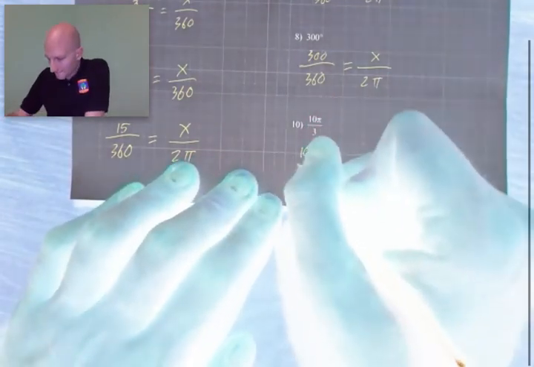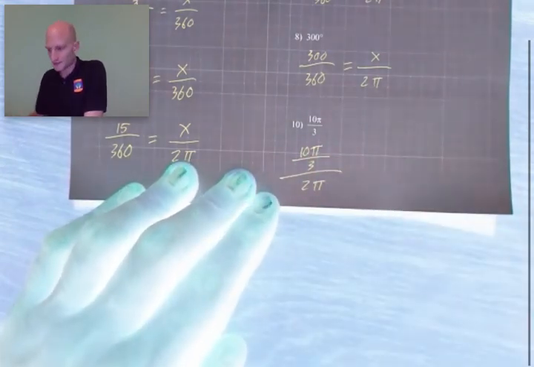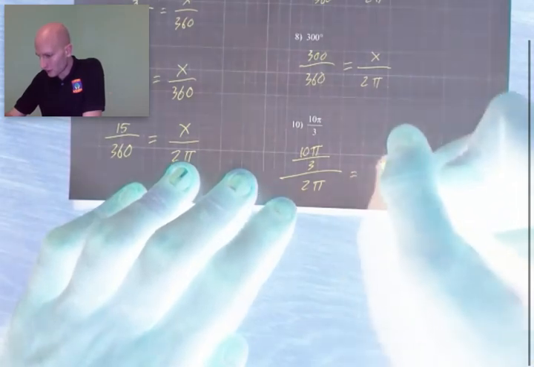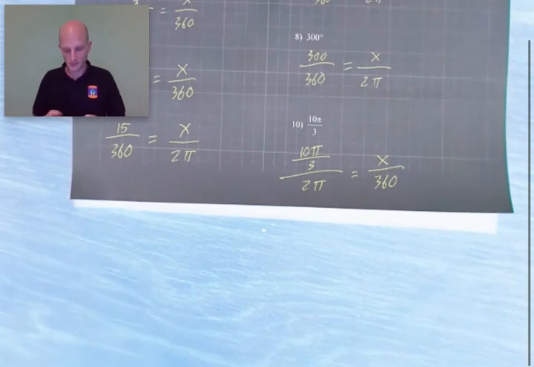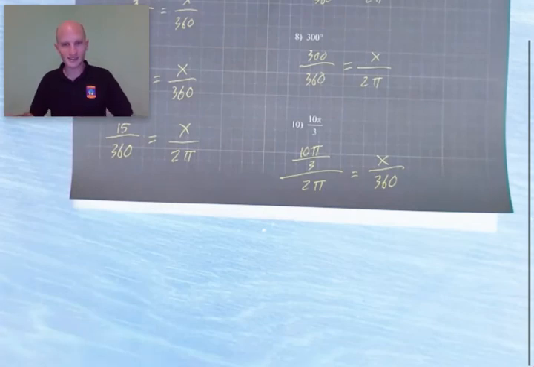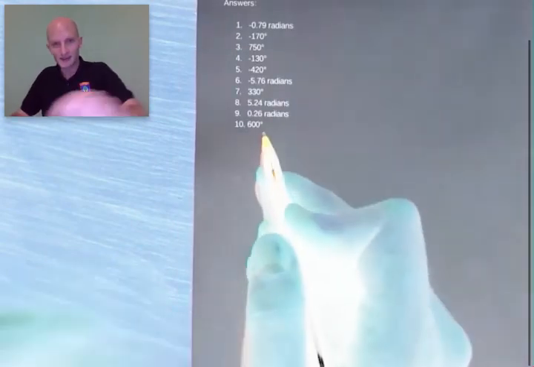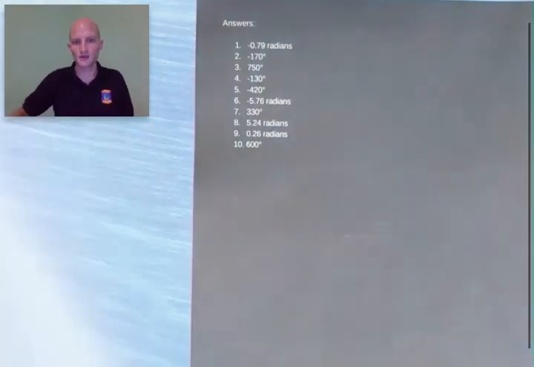10 pi over 3 over 2 pi, right, equals what over 360? 10 pi divided by 3 times 360 divided by 2 pi. 600 degrees is number 10. 600 degrees. There it is. Boom. 600 degrees. Beautiful.